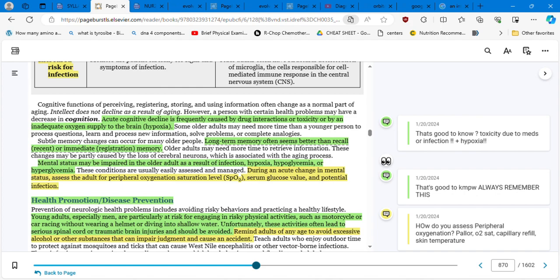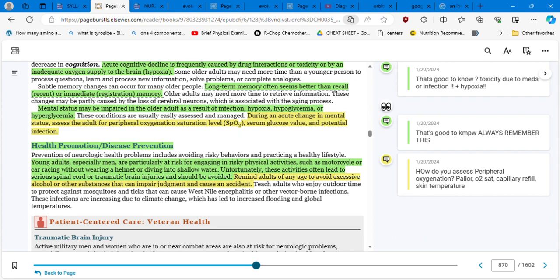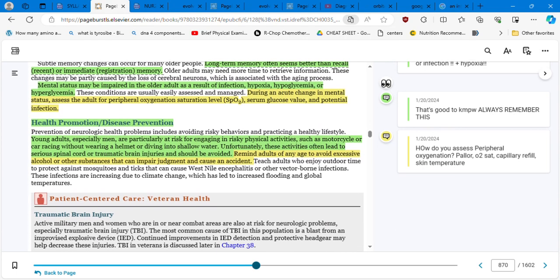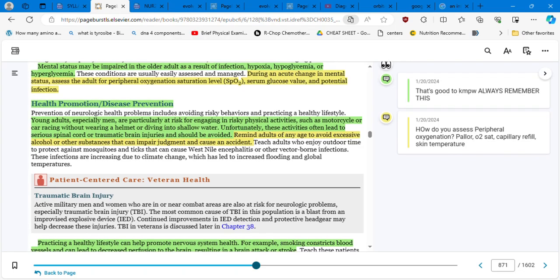Long-term memory often seems better, as I told you, than recall, recent, or immediate registration memory. Mental status may be impaired in the older adult as a result of infection, hypoxia, as I said, hypoglycemia, or hyperglycemia, any imbalance in glucose. During an acute change in mental status, assess the adult for peripheral oxygenation, saturation levels, serum glucose, and potential infection. So how do you assess peripheral oxygenation? A good way is to check the pallor, the O2 sat, of course, capillary refill, and skin temperature. That's the way you assess peripheral oxygenation.